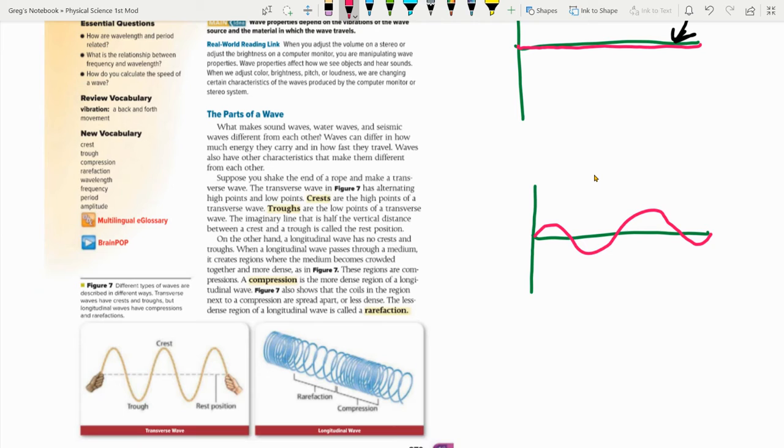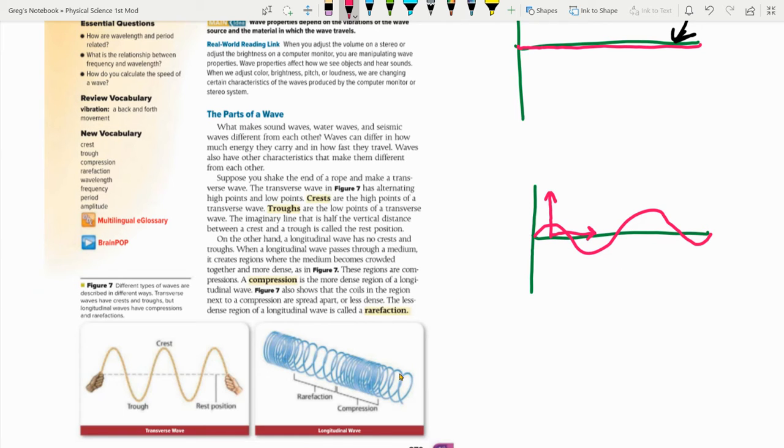Now, the reason I drew a transverse wave here: when I add energy, the wave moves up and the energy goes this way. The more energy there is, the higher this wave's going to be. Not necessarily the faster it's going to move, but the higher it's going to move. And we're going to talk about this right now. Transverse waves move at right angles. The energy moves at a right angle.